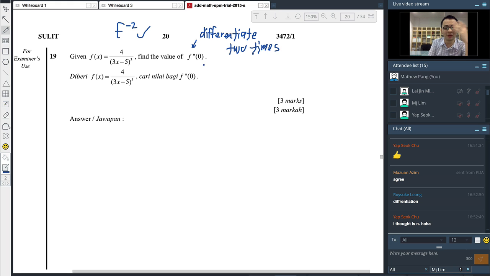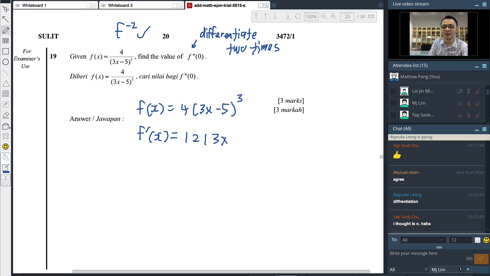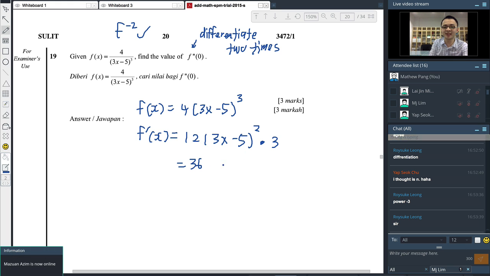Alright, so yeah, and this is 3 marks. So I will do it very fast. So I will say f(x) equals 4, and then this is (3x minus 5) to the power of 3. So I say differentiation is very easy. You move the 3 in front and then you minus 1. So it becomes 2, and then you differentiate inside. Differentiate 3x minus 5, it will give you 3, isn't it? So you have 36 (3x minus 5) squared.